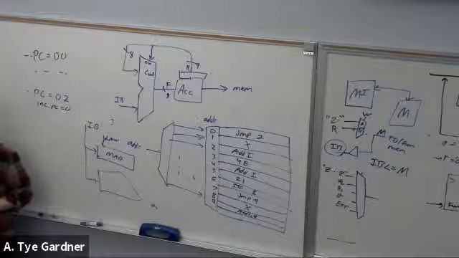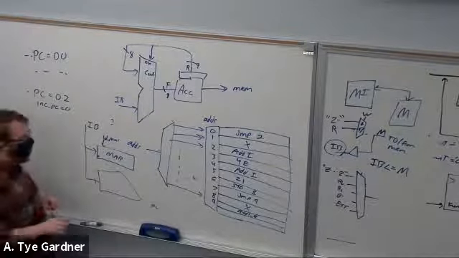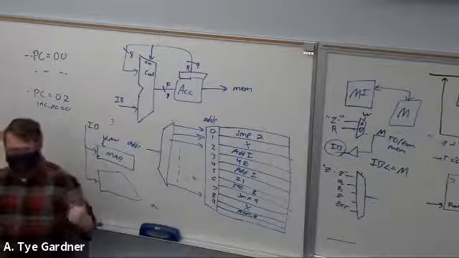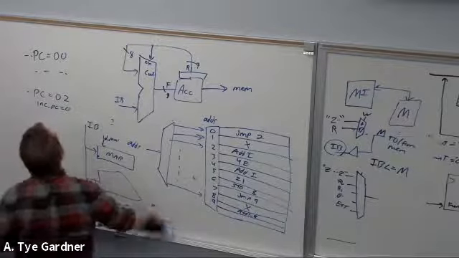Where Inc PC is the count enable. If Inc PC is true, count up. If it's not true, don't count up. Okay. Any other questions? Okay, I'm going to start erasing then.